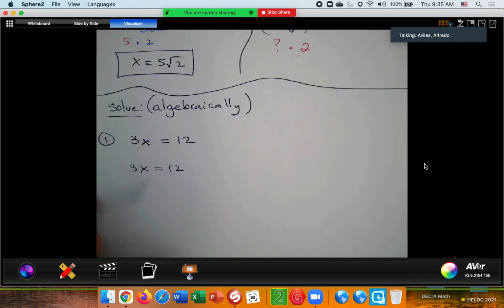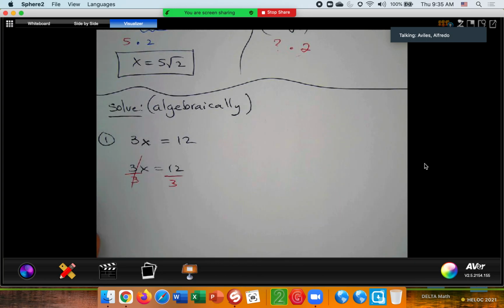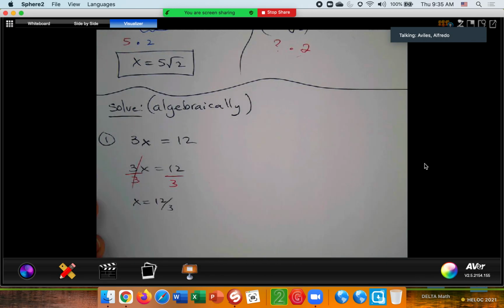3x equals 12. Well, I just divide by 3 and I just divide by 3, right? And you get x equals 12 over 3. And 12 can be divided by 3. Okay, the answer is 4. Now, are you always going to get perfect answers? No, you're not always going to get perfect answers. Let me do another one.